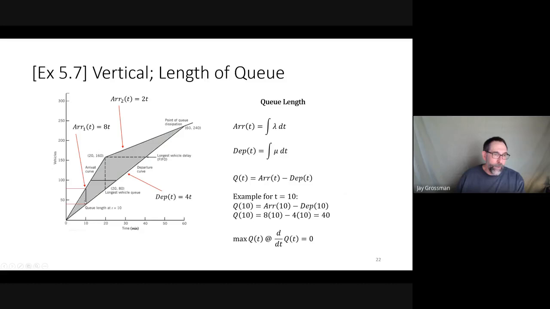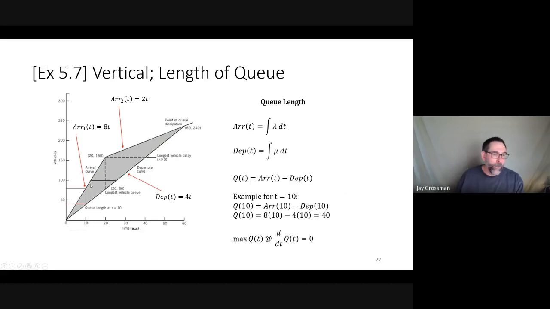The vertical difference is how many people are waiting in line at 10 minutes in. So if you pick a certain time, the vertical line is giving you how many cars are in that queue. If you take the difference between the total number of cars who have arrived minus the total number of cars who departed at 10 minutes in, the difference is how many people are still waiting. And so the longest vertical line gives you the longest queue. That's a key point in here.